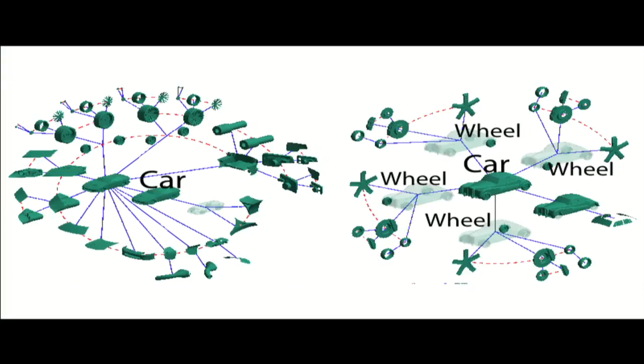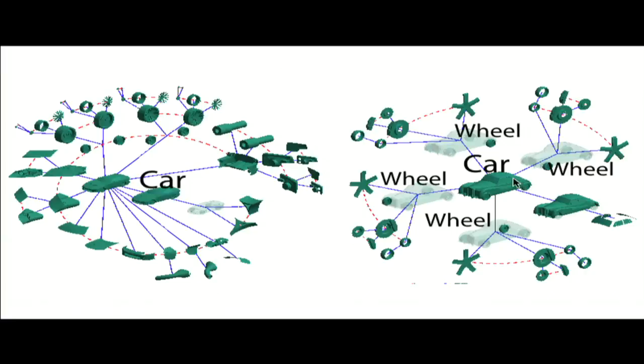Here are visualizations of two specific models that we downloaded. These are visualizations of the model hierarchy. The root node is in the center, and this is a car, obviously. Then you can see it has a bunch of children. Like this is a group of wheels, and then there are the individual wheels. The blue lines are parent-child relationships, and the red dashed arcs are sibling relationships.